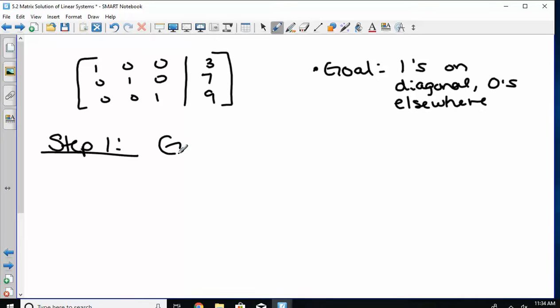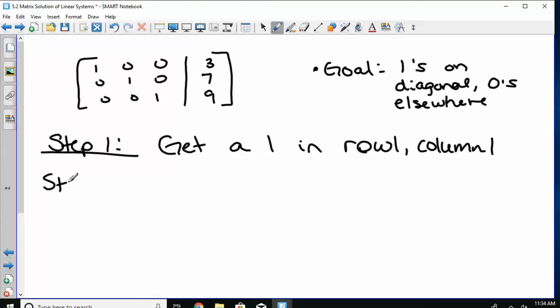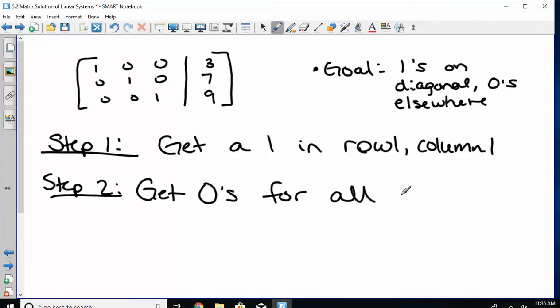Step 1 is to get a 1 in row 1, column 1. We are essentially going to work left to right. So we're going to take one column at a time. We're going to get the 1. And then we're going to get the 0s. So we get 0s for all other entries in column 1.